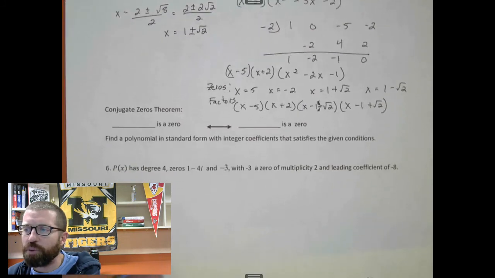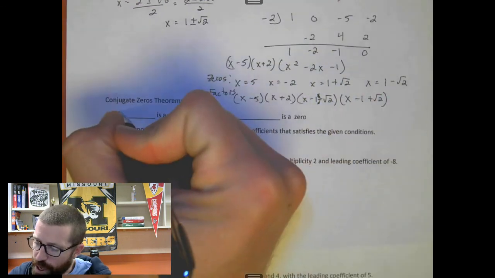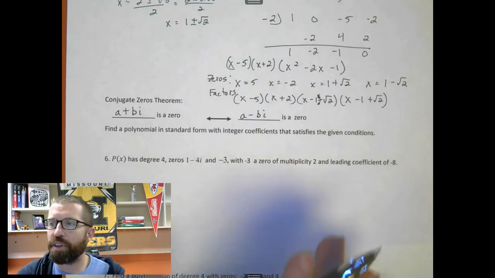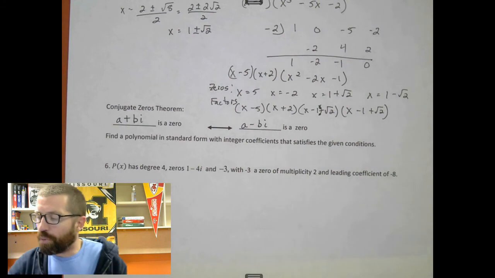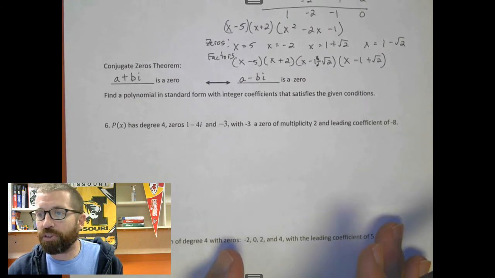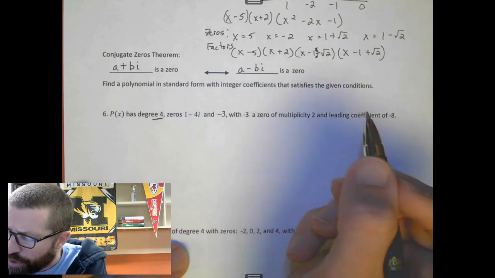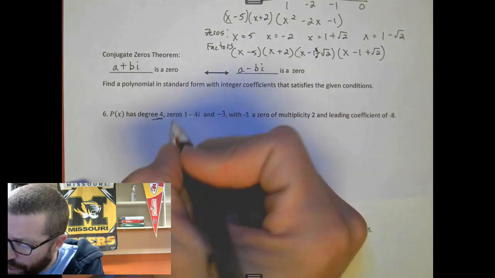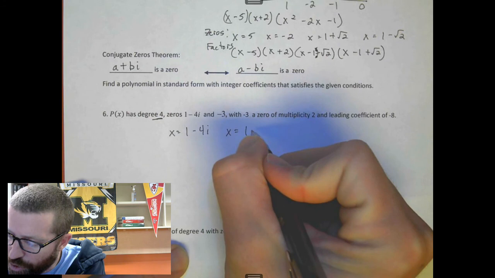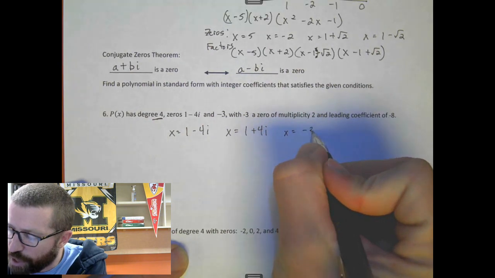Okay, the last thing we'll talk about, and we'll kind of do this briefly, but the conjugate zero theorem says if a plus bi is a zero, then a minus bi is a zero. And you can kind of see that with the last two examples because we always have this plus or minus here. And so like on 6, if I'm given the zeros, it says degree 4, there should be 4 zeros. So if the zero is x equals 1 minus 4i, then I know automatically it's also telling me x is equal to 1 plus 4i. And then x is equal to negative 3 has a multiplicity of 2.